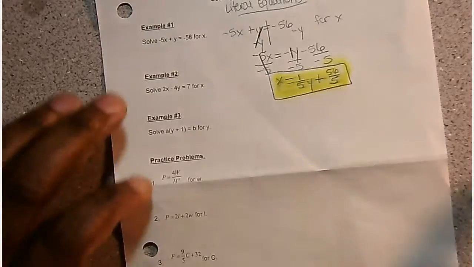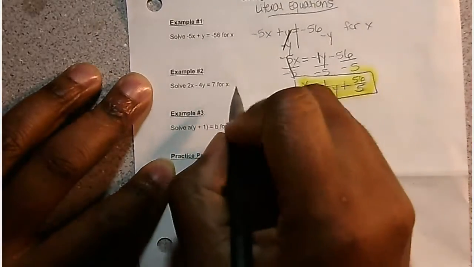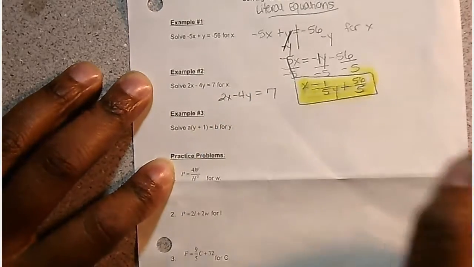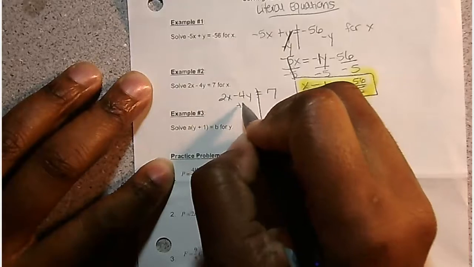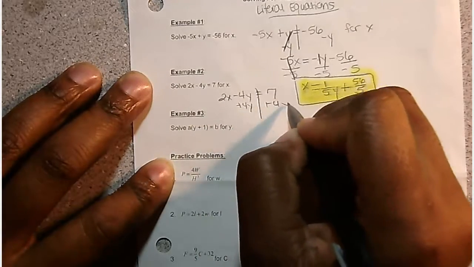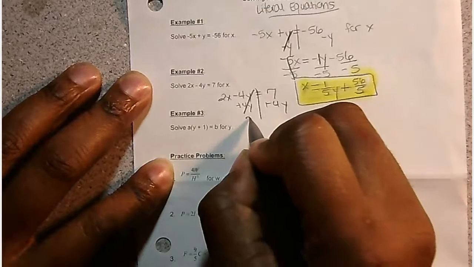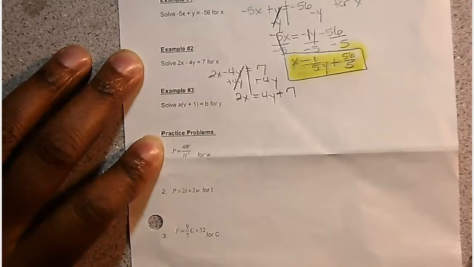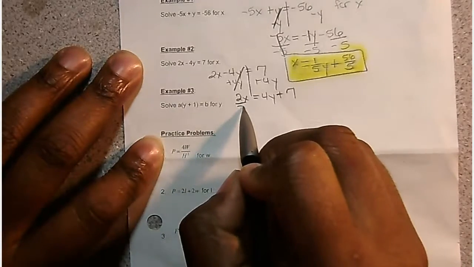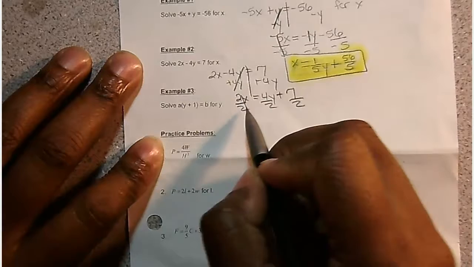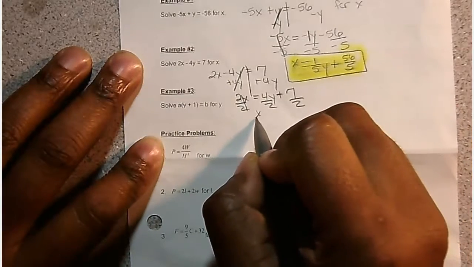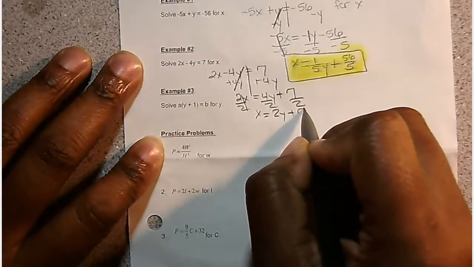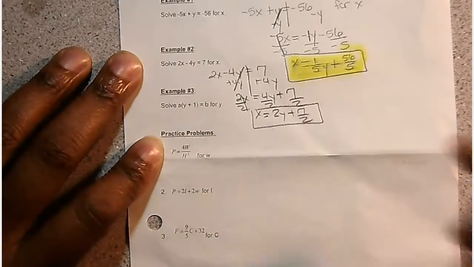Okay, example number 2. I'm doing the exact same thing. 2x minus 4y equals 7. I am solving for x. I draw my line. I'm adding 4y to both sides because I'm solving for x. And so I have to get it by itself. 2x equals 4y plus 7. The coefficient in front of the variable I'm solving for is 2. So I am dividing each term by 2. x is equal to 4 divided by 2 is 2. So that's 2y plus 7 over 2 is my final answer.